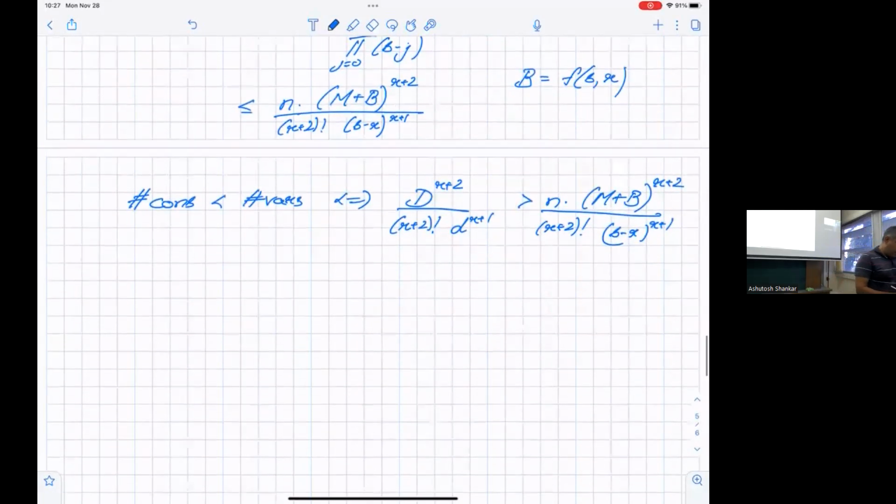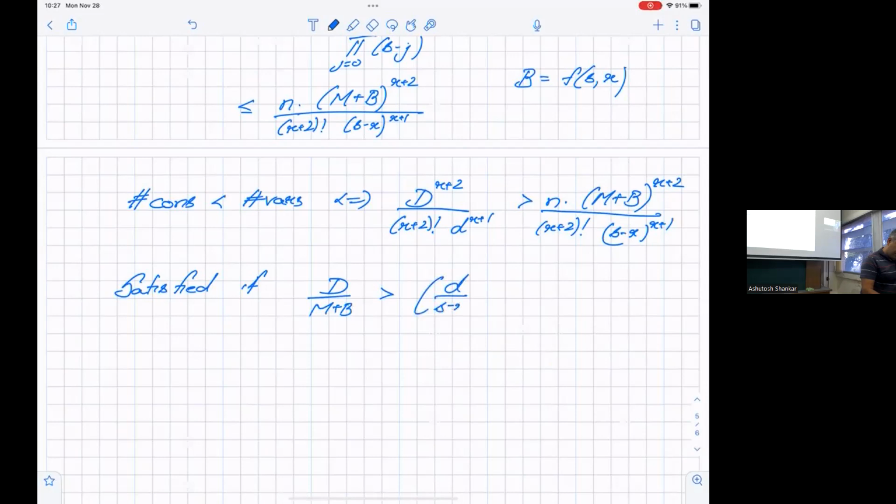Okay. This is certainly satisfied if b by m plus b is greater than, what do I want it to be? Small d by s minus r. This is r plus 1, r plus 2 nonsense. r plus 1 by r plus 2. Where is the n? On the right hand side. So the n actually goes with the n to the power 1 by r plus 2.